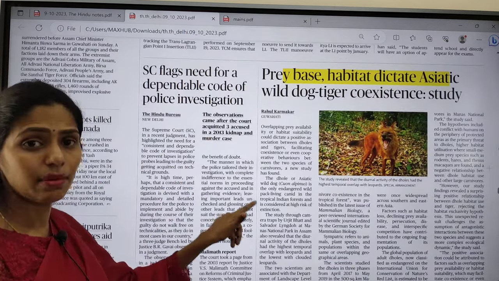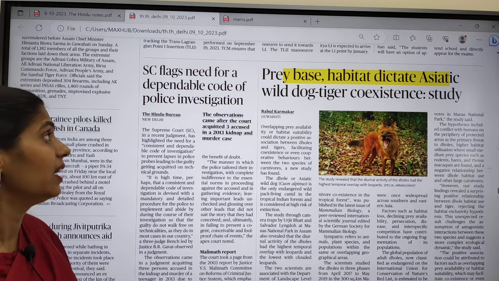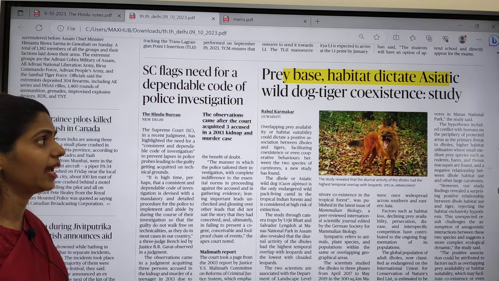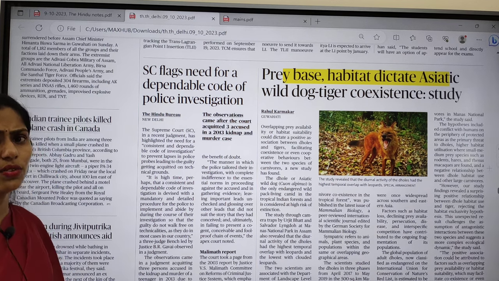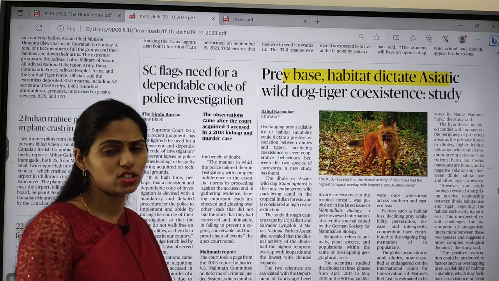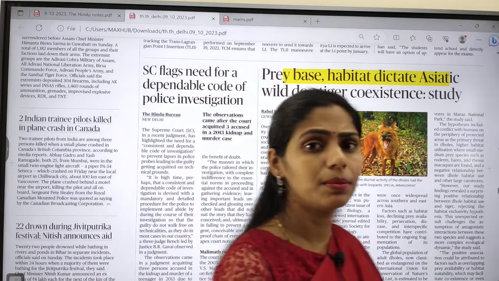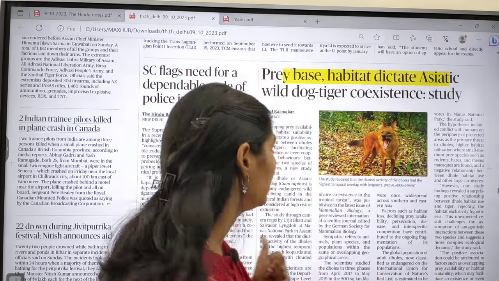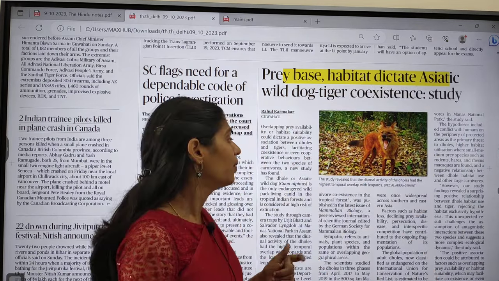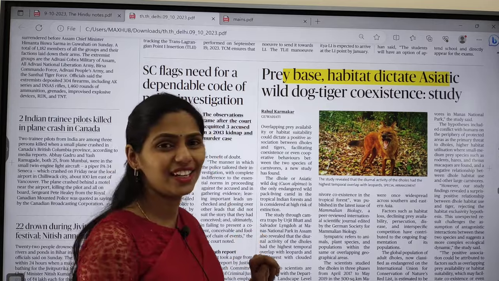And the next topic is about "Prey-based habitat dictates Asiatic wild dog-tiger coexistence." So recently, one study done in Manas National Park said that the big cats and the wild dog are living in coexistence. Okay, it is also called the Asiatic wild dog.